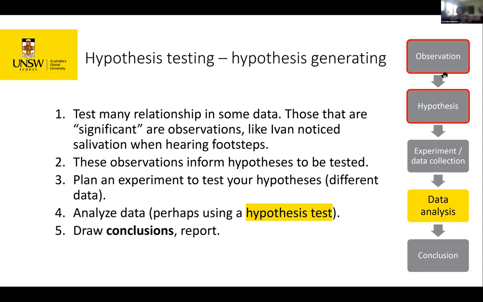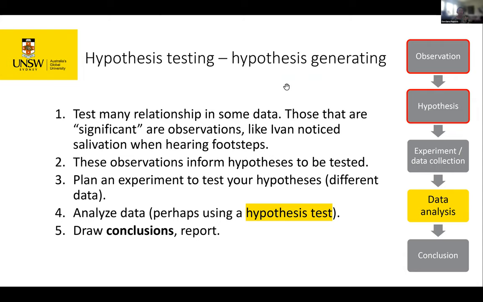So now you're in the first little bit of the scientific process, observation and hypothesis. After that, what you need to do is plan an experiment, conduct the experiment, then do data analysis with yet another hypothesis test, maybe, and then draw some conclusions to report and tell everybody about. So that is how hypothesis generation can work. And this is a really powerful thing, because you can do lots of tests on data very easily, and that might find some patterns that you weren't aware of. That generates some interesting hypotheses, which you can then test using experiments. And that's a really good way to do that.